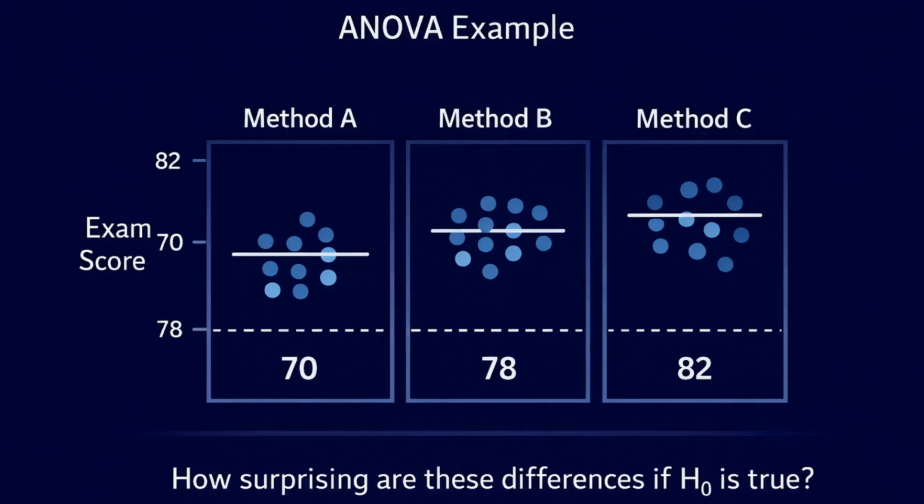Example 1 for ANOVA. Suppose we compare exam scores across 3 teaching methods: Method A, Method B, and Method C. The grouping variable is teaching method, which has 3 categories. The response variable is exam score, which is quantitative. Suppose the sample means are 70, 78, and 82.